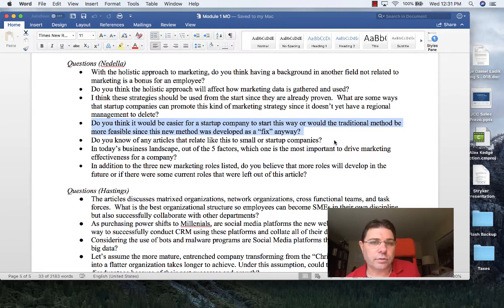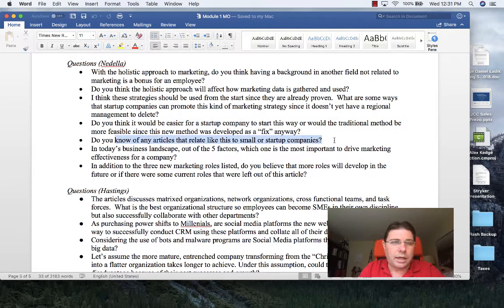Do you know of any articles that relate to this, like smart, nimble companies? Sure. I have a million podcasts. Listen to Guy Raz, How I Built This. Every one of them has a very similar story. Find any interview with the Warby Parker guys or the guys that created Instagram. Get Reid Hoffman's podcast.